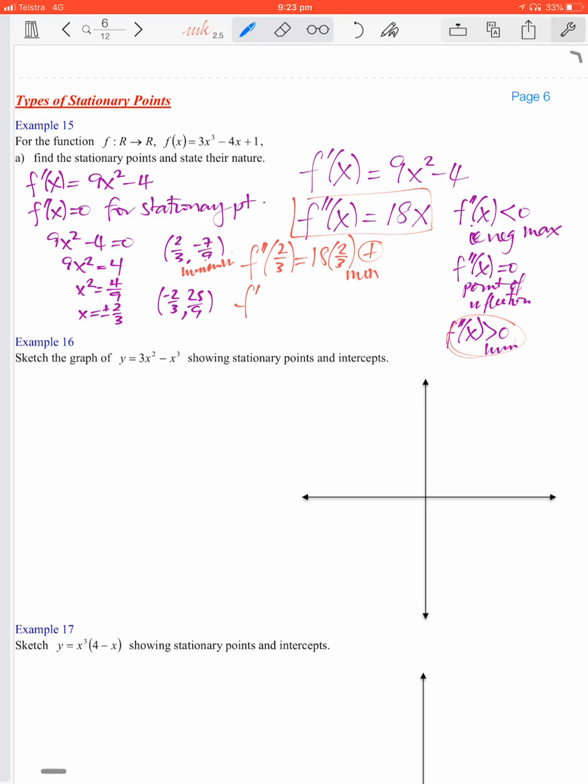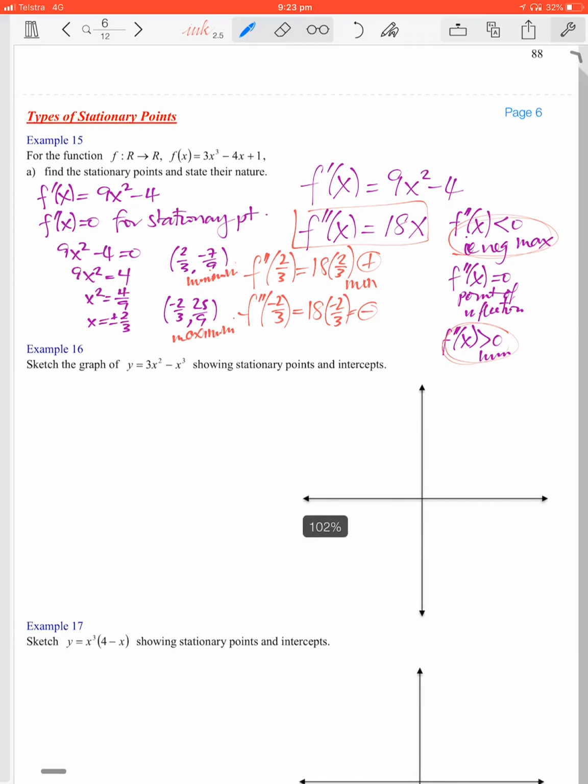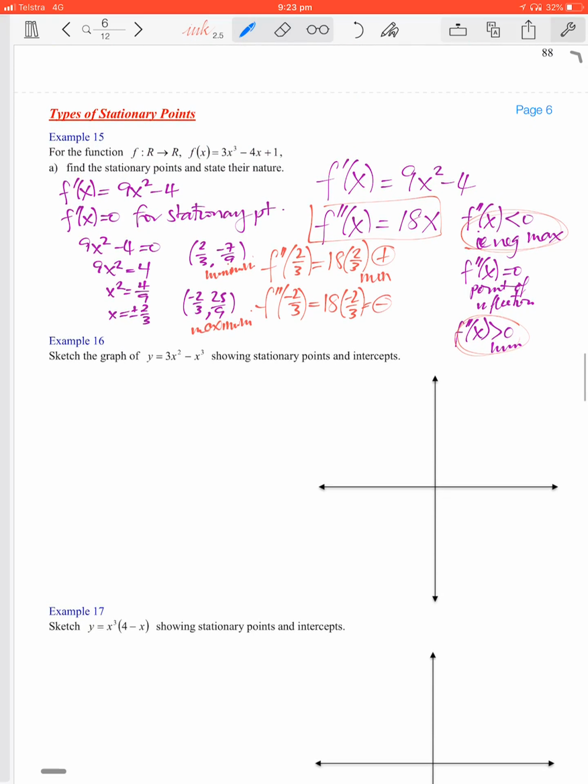So let's test that. If I put f double dash of negative 2/3, I get 18 times negative 2/3, which is negative, and if it's negative, it's a maximum. So we know this point here is a maximum. So you can do it with the gradient table, or you can do it with the second derivative. You've got to sub the x value into the second derivative. If it's negative, it's a max. If it's positive, it's a min. If it equals 0, it's a point of inflection, which I'm sure we've gone through actually.